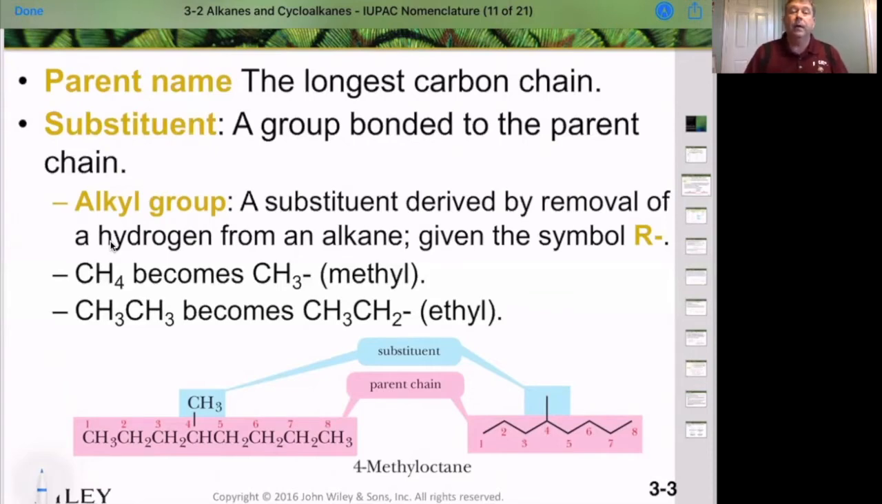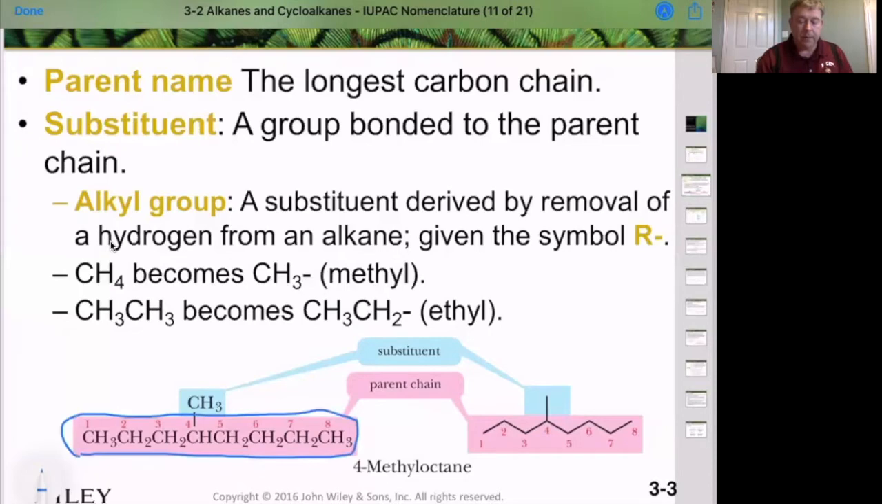Okay, so in the case of this, our longest chain is on the bottom here, these 8 carbons right here. And because we have something other than hydrogen on that parent chain, that other-than-hydrogen thing is our substituent. And in this case, it's a methyl group. So we'll be able to name the substituent based on the number of carbons in this chain and have it symbolized with this substituent type. So let's continue and look at these rules one by one.